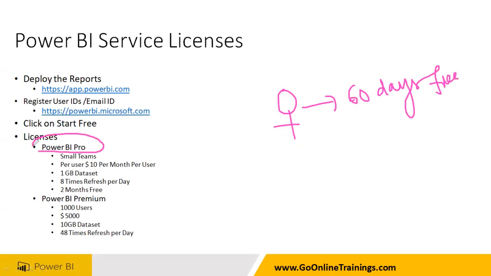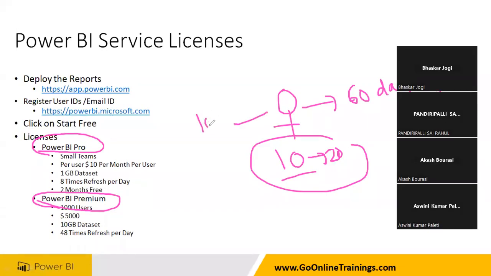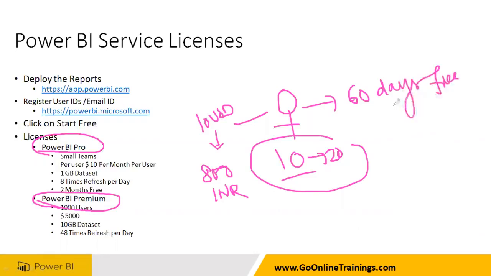So we have the Power BI Pro license and the Power BI Premium license. If your company has 10 to 20 people, it is better to go for the Power BI Pro license. Per user, you need to pay $10 per month. $1 is roughly equivalent to 80 rupees, so per month you have to pay 800 rupees per user, so that you can keep your reports. That is what is called the Power BI Pro license, for small teams.